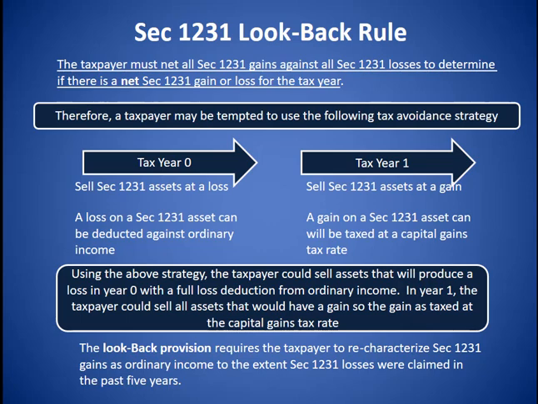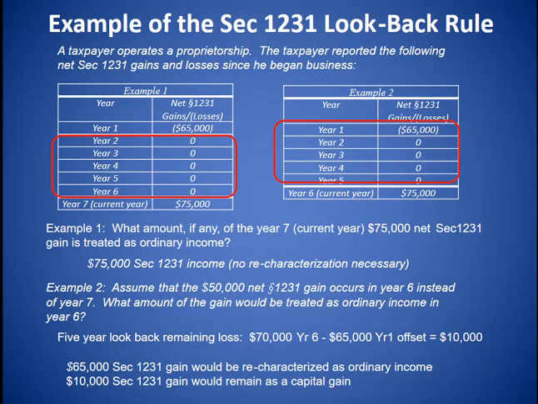Okay, let's take a look at example 1. A taxpayer operates a proprietorship, and the taxpayer reported the following net Section 1231 gains since he began business. And again, we're going to use example number 1 here.